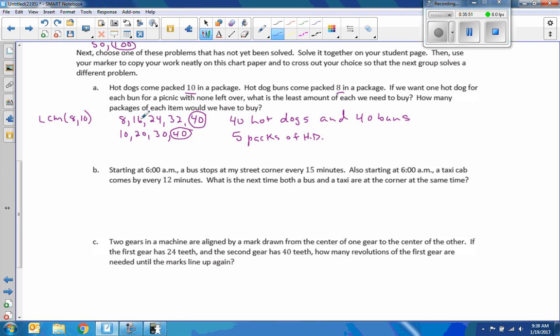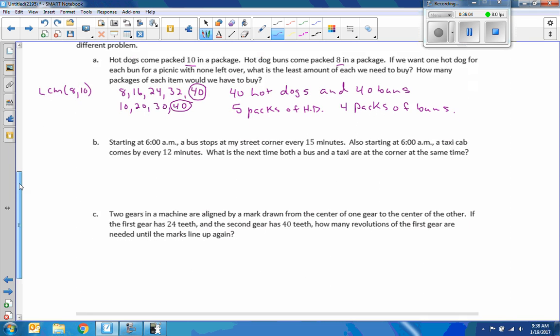Okay, and 40 divided by 10 in a package for buns would be 4 packs of buns. Okay, so there's an LCM question.